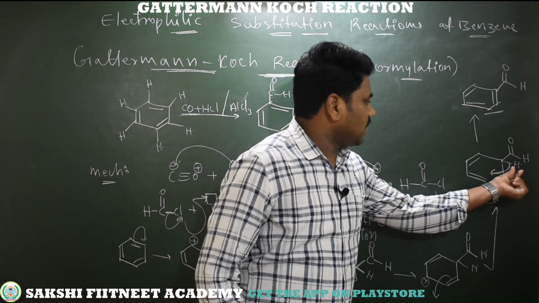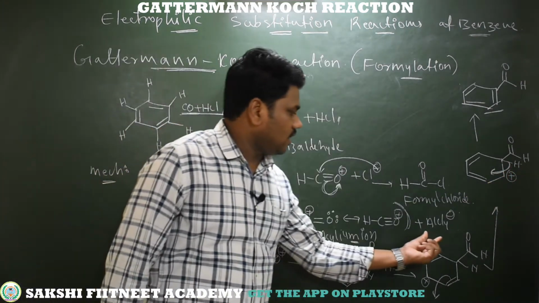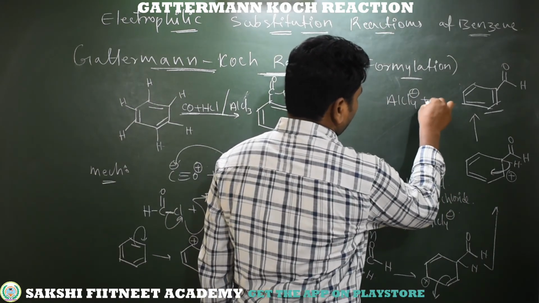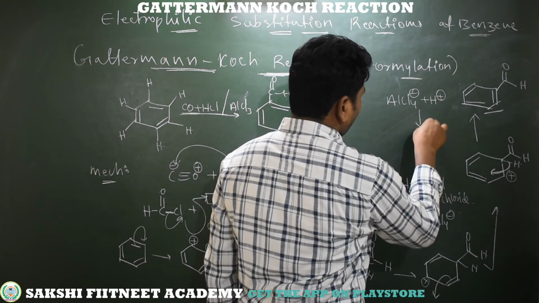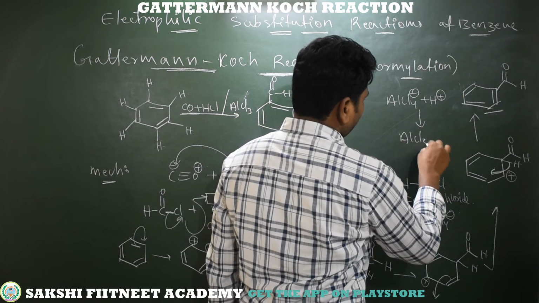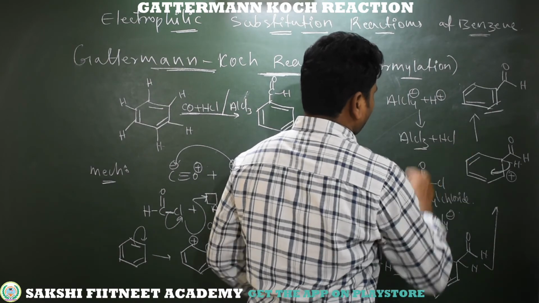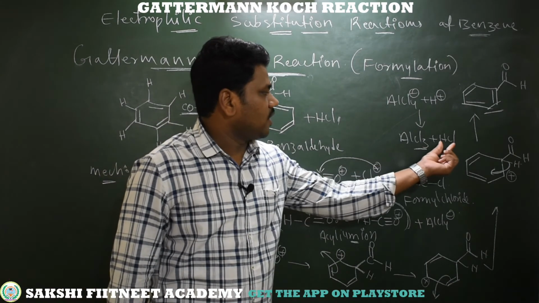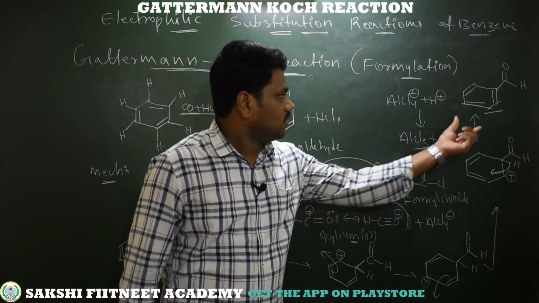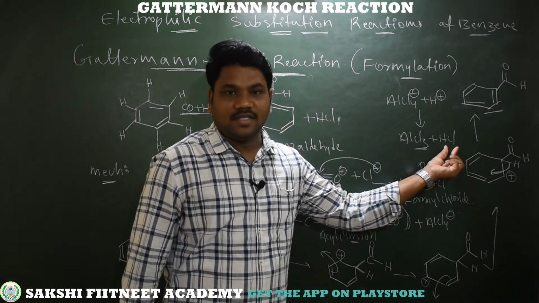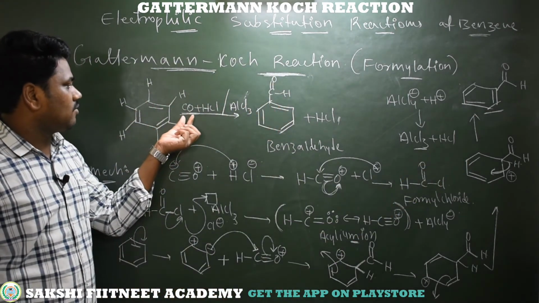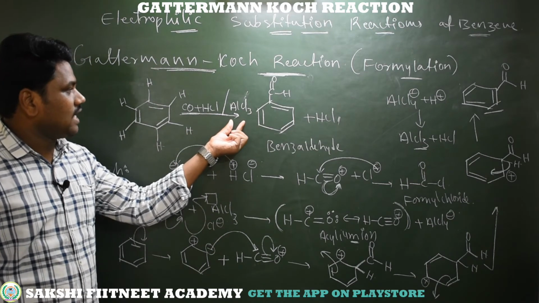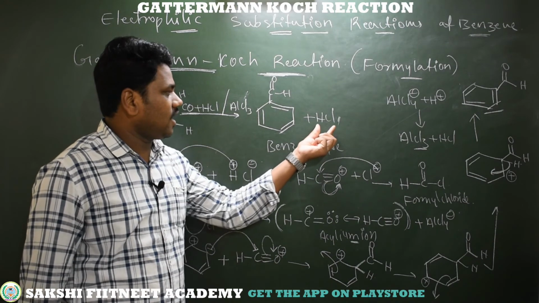This H plus neutralizes AlCl4 minus. As usual, we have AlCl4 minus plus H plus, and this becomes AlCl3 plus HCl. So AlCl3 is retained, so we can take it as a catalyst. We got a byproduct, that is HCl. So this is benzaldehyde. We got the byproduct HCl. What about the reaction mixture? It's carbon monoxide with hydrochloric acid in the presence of a Lewis acid. We got benzaldehyde and hydrochloric acid.